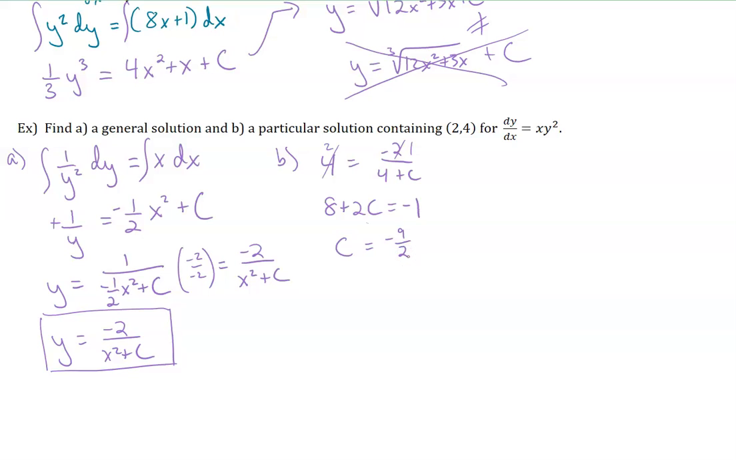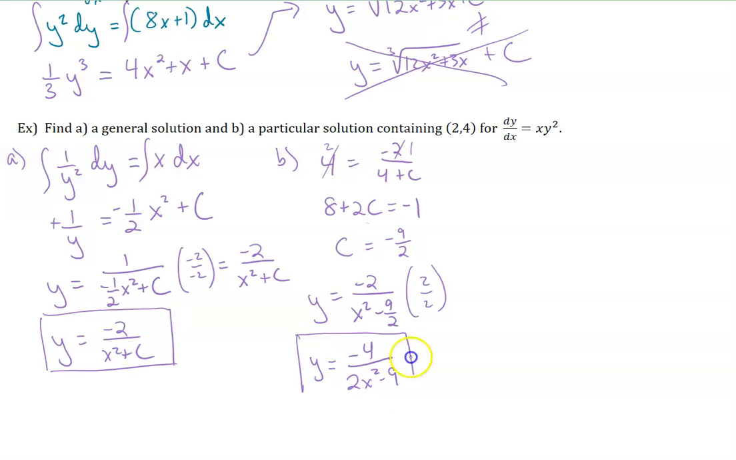for c. Now that's not our solution, that's just the constant, which is really arbitrary in the context of the problem. Our particular solution is y equals -2 over x squared minus 9/2, which, let's get rid of that complex fraction again, we get y equals -4 over 2x squared minus 9.